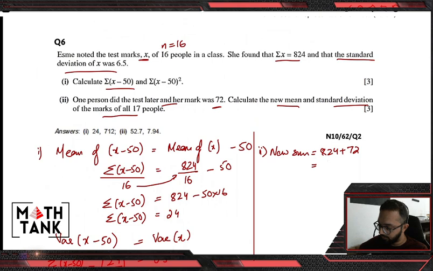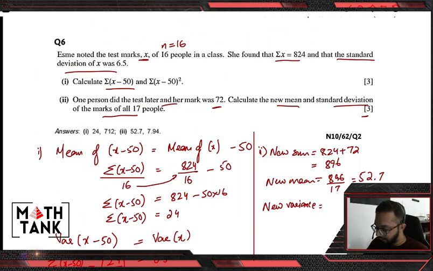So the new mean would be 896 divided by 17. That gives us 52.7. Now let's calculate the new variance. That's something that I need to work on because this is three marks. There is a bit of working here.